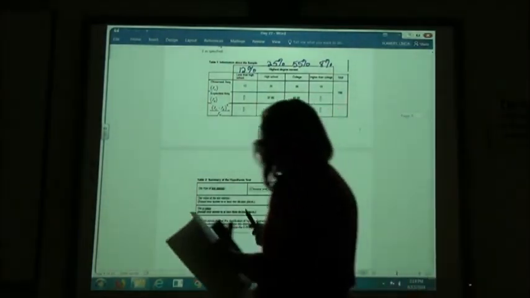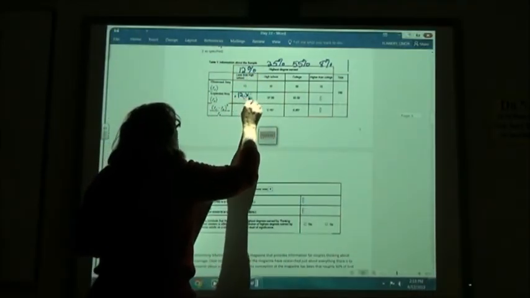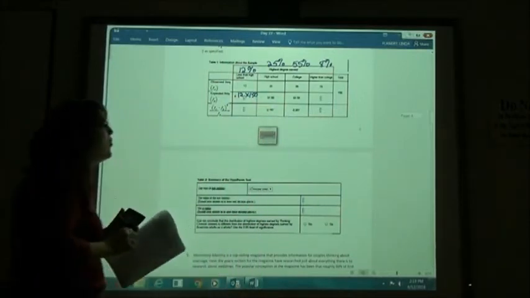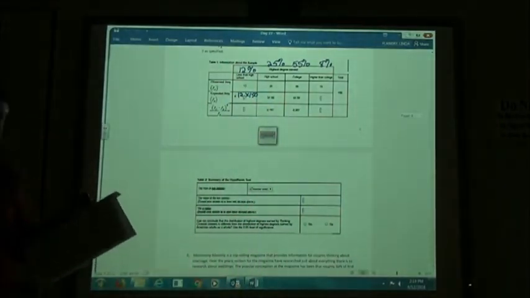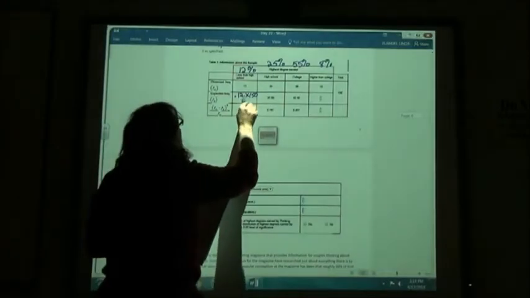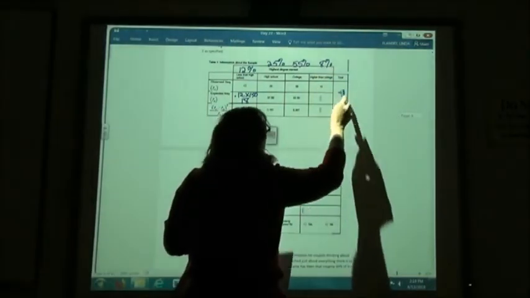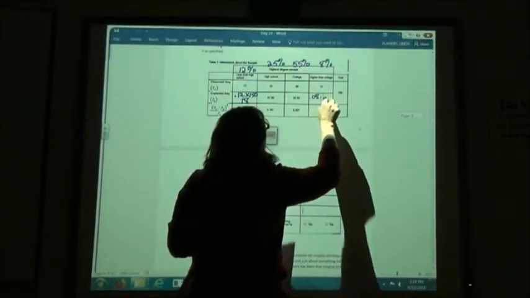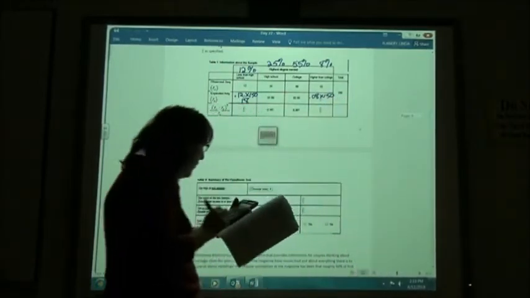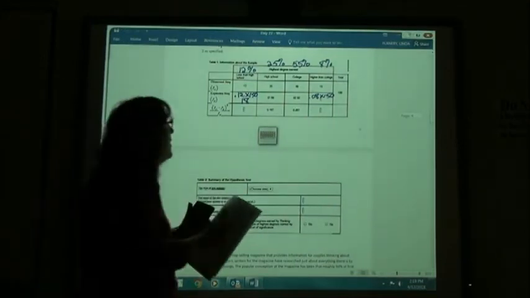In order to fill those two in, here we're going to do the 12% of my 150. I want to know what 12% of 150 is. That's what my expected value would be. 12% times 150 is 18, so there should be an 18 in that box. And on the end, we only had 8% of 150. So 0.08 times 150 is my calculation for that box, which gives me 12.